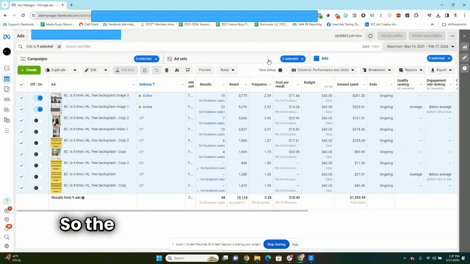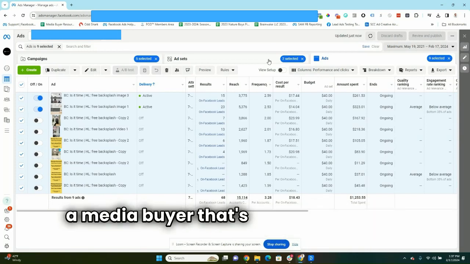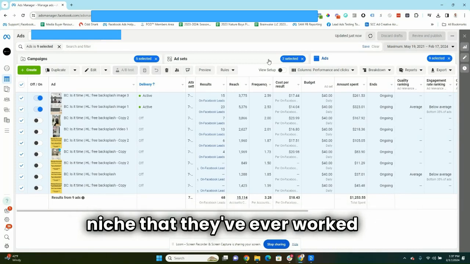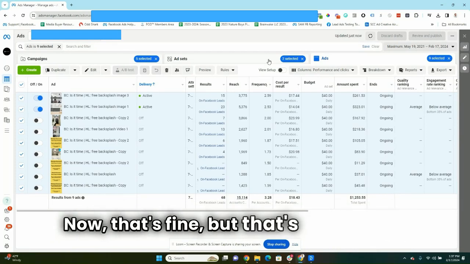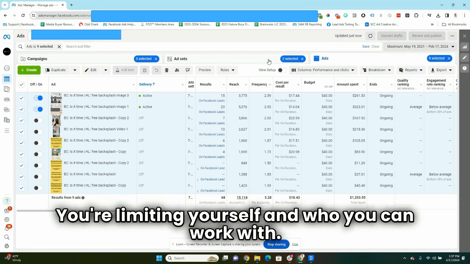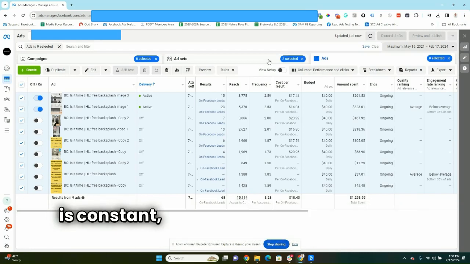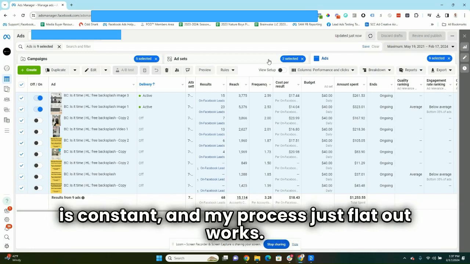The twist here is that I had never, ever in my life worked with a bathroom or kitchen remodeler. A lot of agencies want to find a media buyer that's got experience in every niche that they've ever worked in. That's fine, but that's not realistic. You're limiting yourself and who you can work with. For me, the process of lead generation for local businesses is constant, and my process just flat out works.